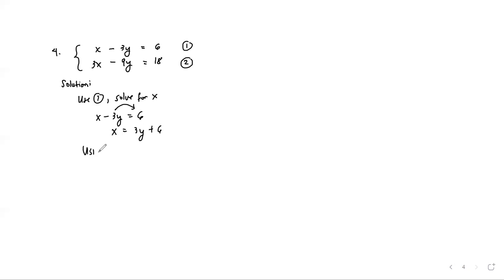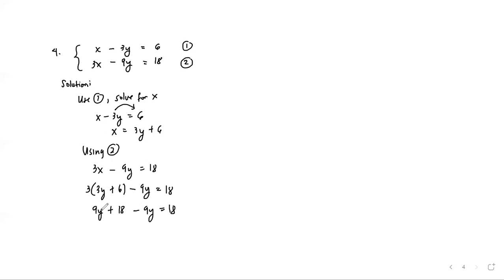And then using equation number 2, which is 3x minus 9y equals 18, we will substitute 3y plus 6 for x. Thus, we get 3 times 3y plus 6 minus 9y is equal to 18. And this will give us 3 times 3y, which is 9y, and then 3 times 6 is 18. So 9y plus 18 minus 9y equals 18.